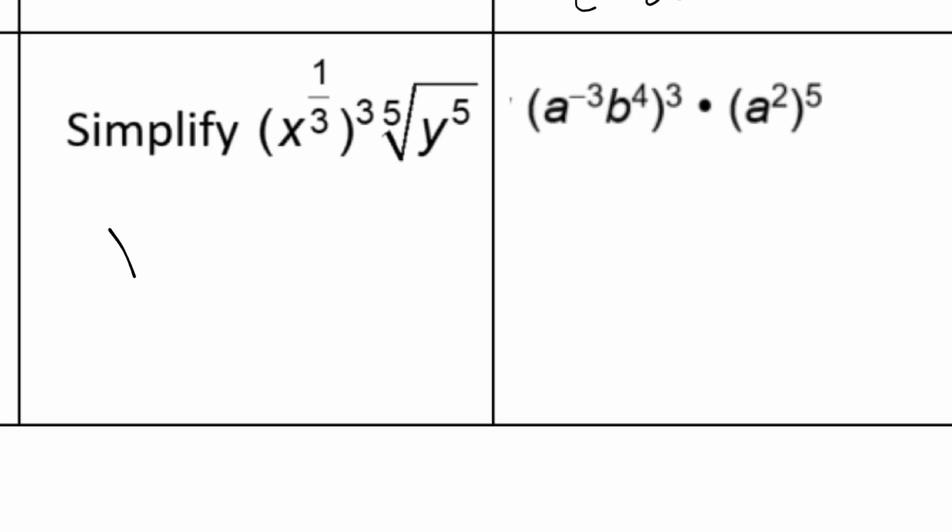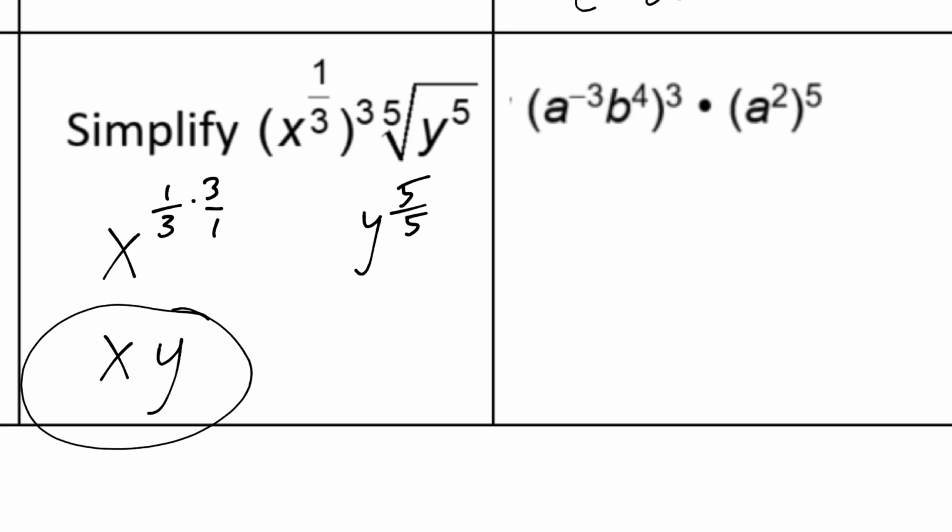To simplify this, I multiply power to a power. So this is 1/3 times 3. And that just goes away. And I'm left with x. For the y, I have y to the 5 divided by 5, and that goes away, and I'm just left with y.